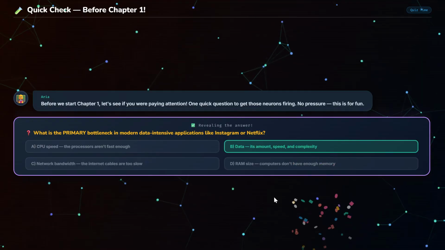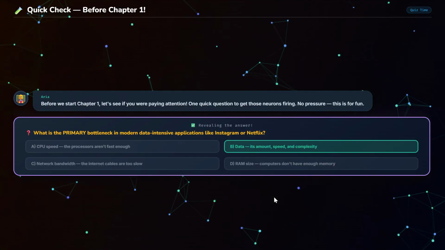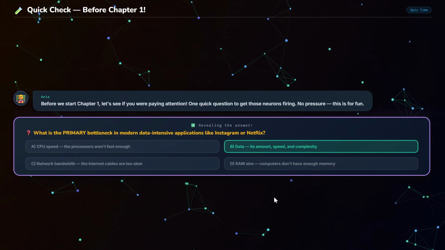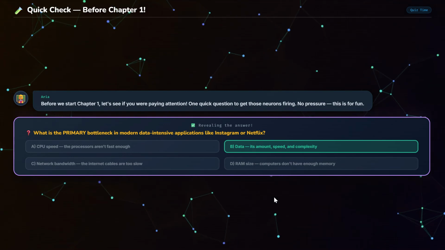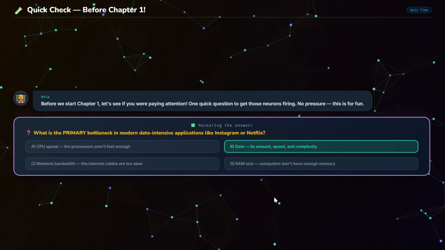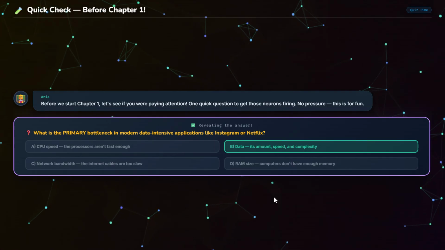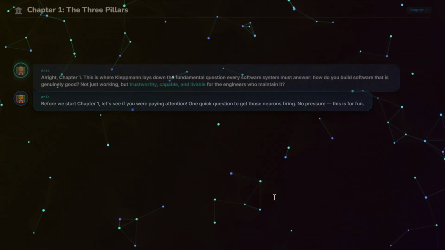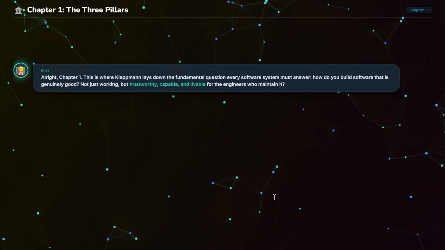Yes. That is the exact insight the whole book is built on. The amount of data, the speed it moves, and its complexity are what bring modern systems to their knees, not CPU cycles. Excellent. Chapter 1 officially open.